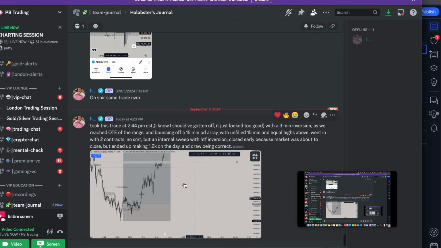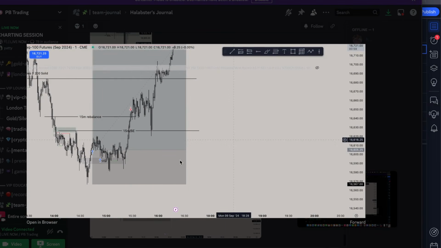Took this trade today at 2:44 p.m. I know it should have gone off, but it just looked too good within a 3-minute inversion as we reached OT of the range. It's bouncing off 15-minute Peter Ray with unfilled 15-minute equal highs above, 1 2 contracts, and SMT with internal sweep of higher time for inversion close, because the market was about to close, but ended up making 1.2 on the day, dropping.